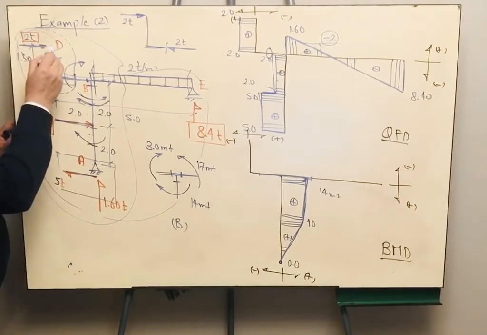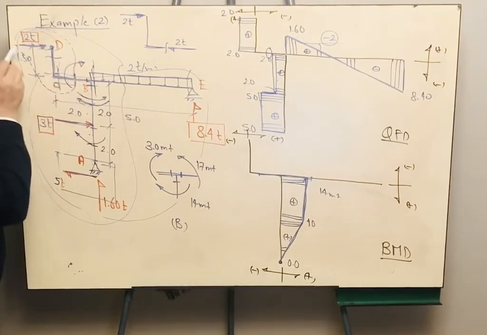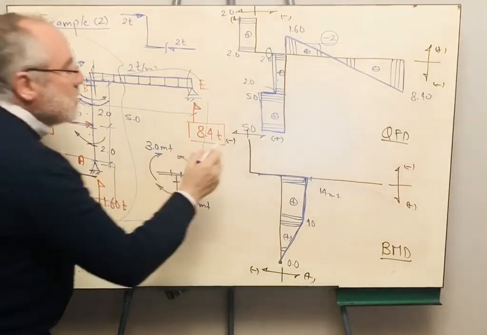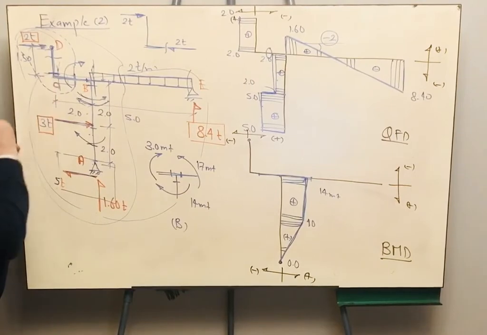The moment at point D, of course, it is equal to 0, because if you cut a section here, there is nothing except the 2 ton force passing through point D, so I'm having the bending moment here is equal to 0.